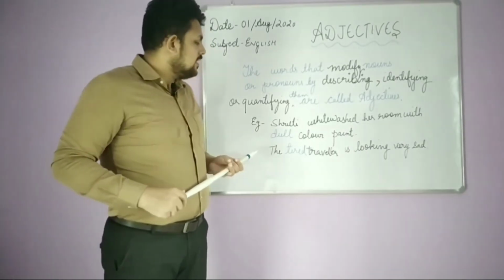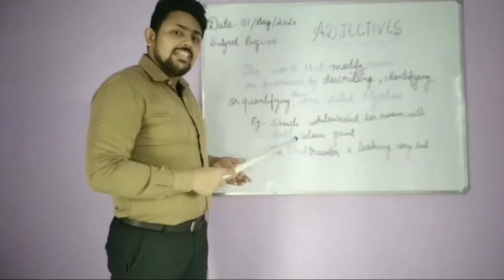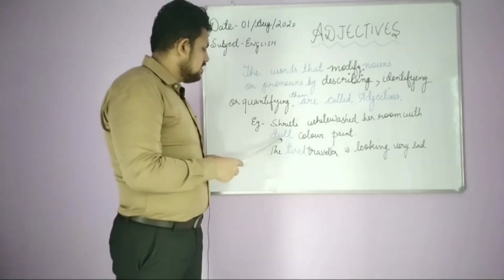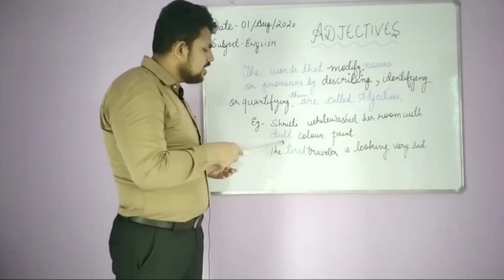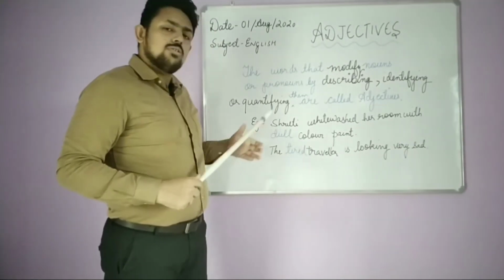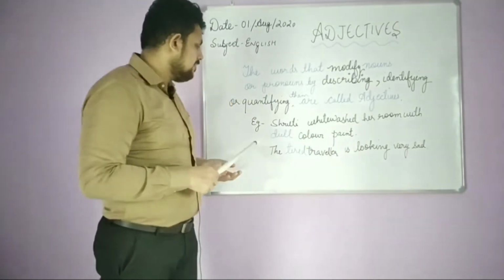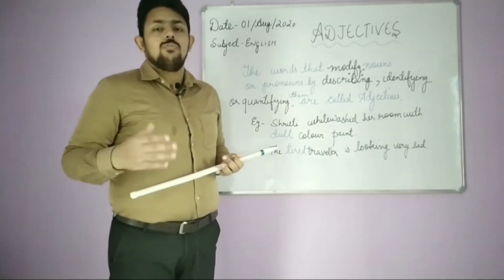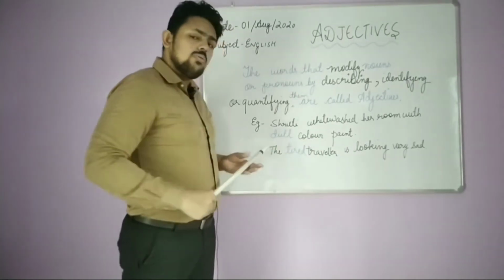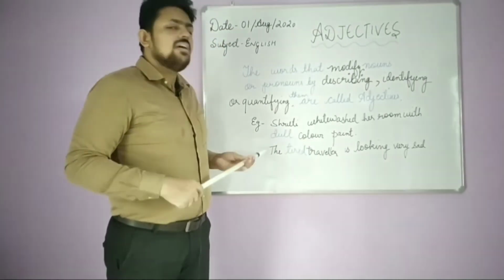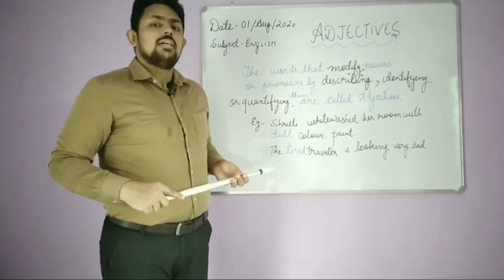So here we have the noun paint. So what is identifying this noun? It is the dull color. What kind of a color was it? It was a dull color. Suppose it was a bright color. So it is the quality of the color paint that it is a bright one. Here we have the dull one. So whenever we are using some words which are adding to the meaning of the pronoun or the noun, by describing it, by identifying it, by quantifying it, they are called adjectives.